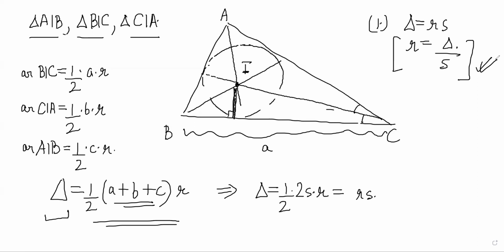These are the things where you need to know how the formula came. How did the formula come here? We took the three triangles and looked at the area of the three triangles formed by the incenter and the vertices. And we added the areas of the triangles to get the full area of the big triangle.